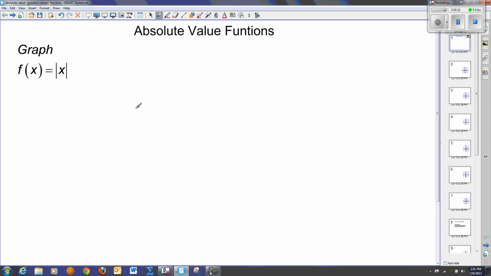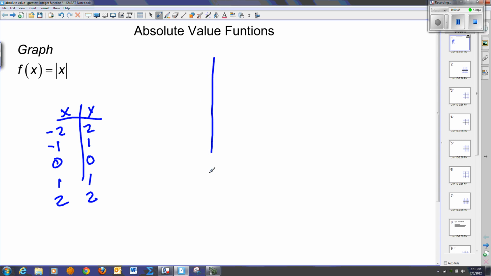But for this first one, we're just going to make a straight table, like a t-chart we did back in Algebra 1. And we're going to pick some numbers like -2, -1, 0, 1, and 2, and plug them into the function. So the absolute value of -2 is 2, the absolute value of -1 is 1, 0 is 0, 1 is 1, 2 is 2. And we're going to graph those.